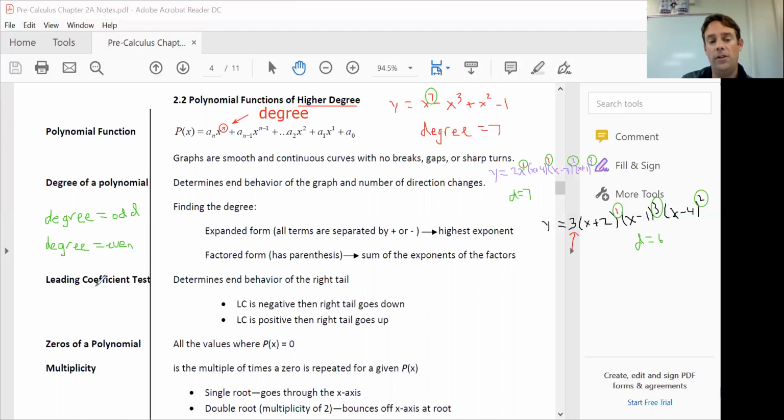Now, leading coefficient test. Well, before we talk about the leading coefficient test, chances are we probably need to make sure we all know what a leading coefficient is. So that leading coefficient, that is some number in front of our first term, if it's in general form. So this would be a leading coefficient.